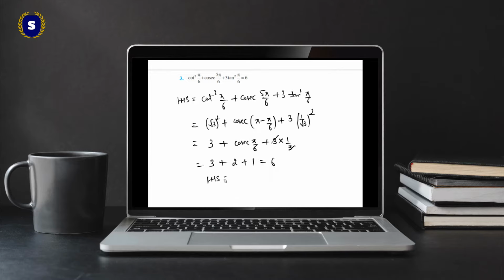Hence LHS is equal to RHS. Hence proved. Right? Let us solve the fourth question.